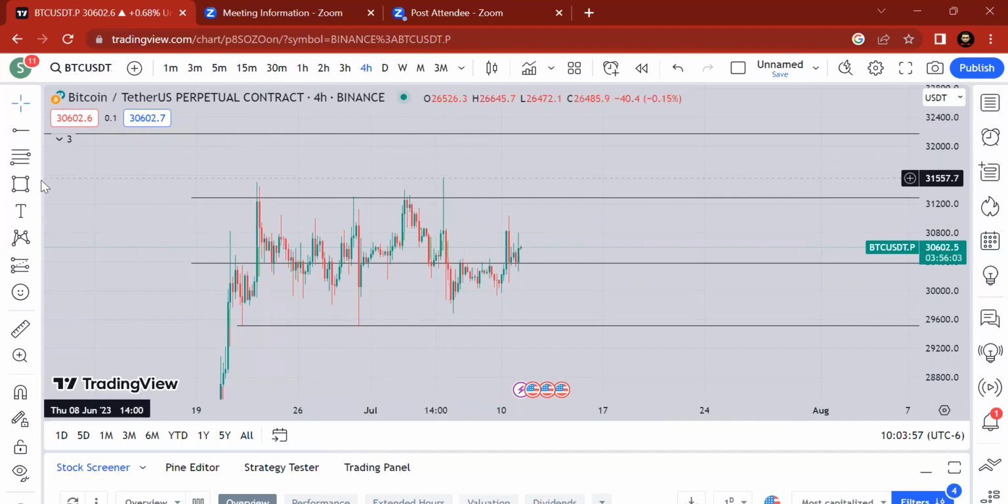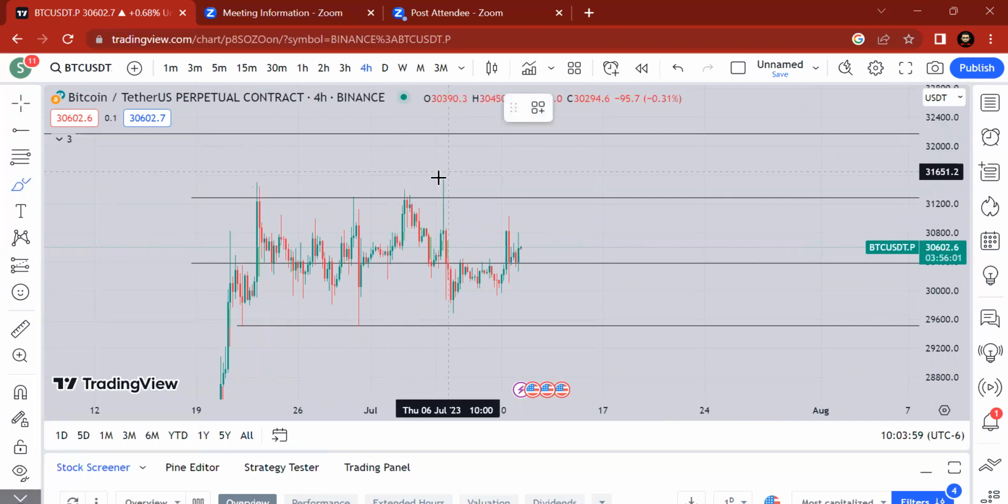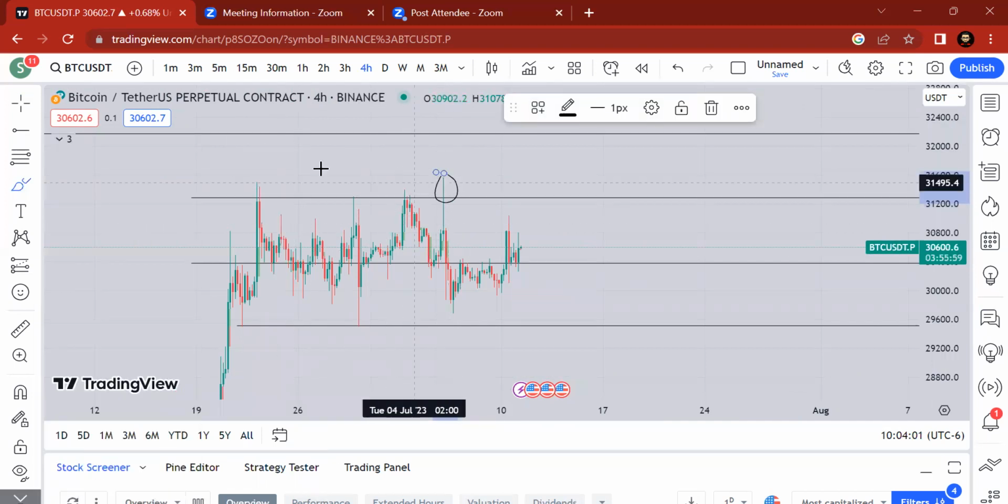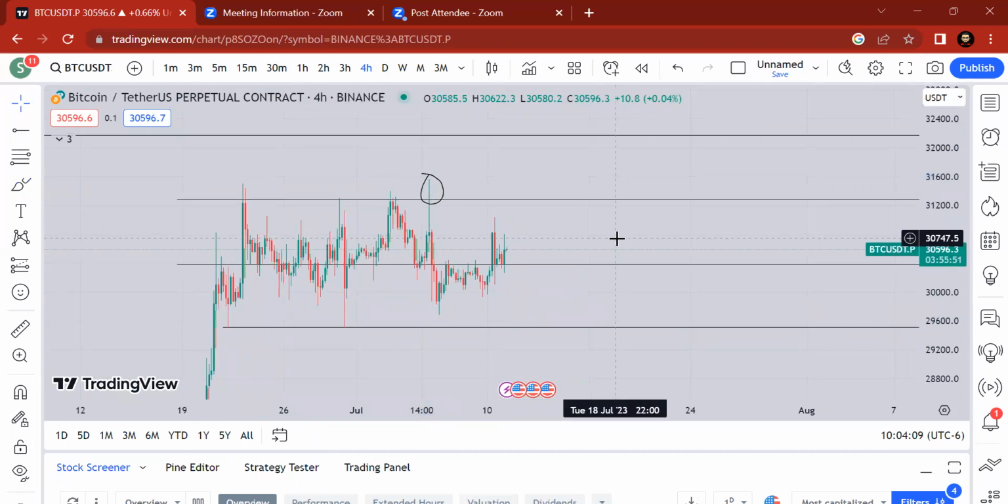This one, which we will call that week high, is also taken out. So that week low is pending here, which is not yet taken out. It will be taken out sooner or later.